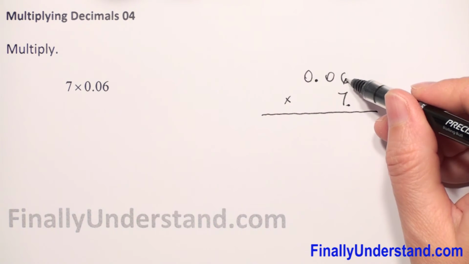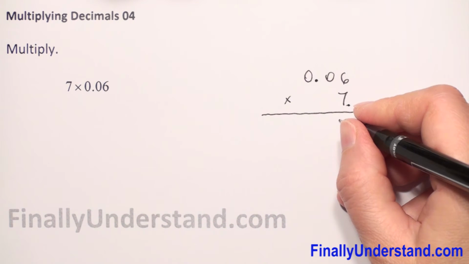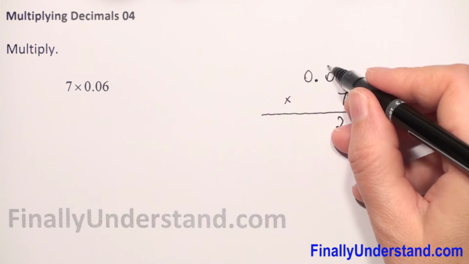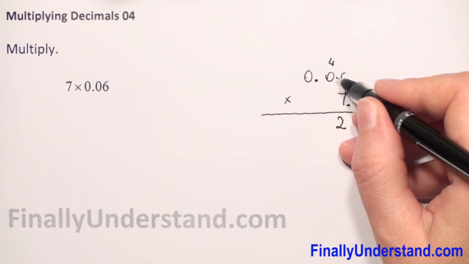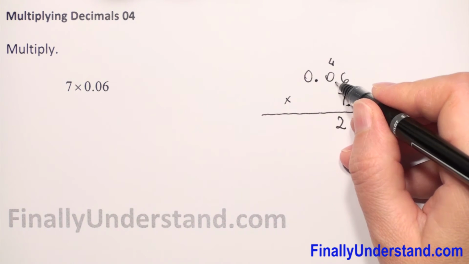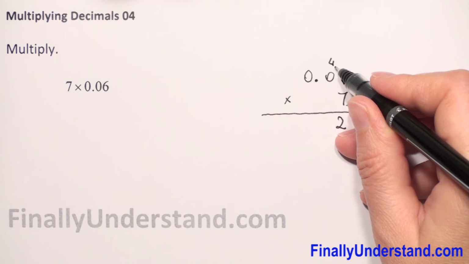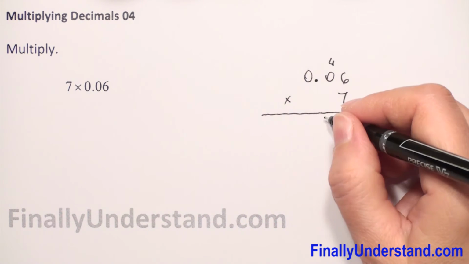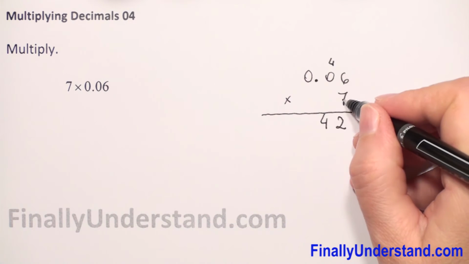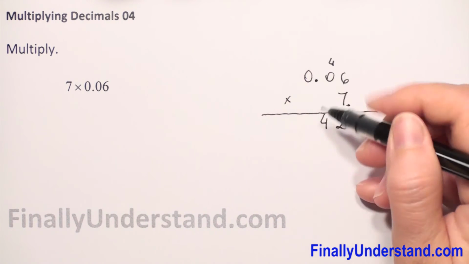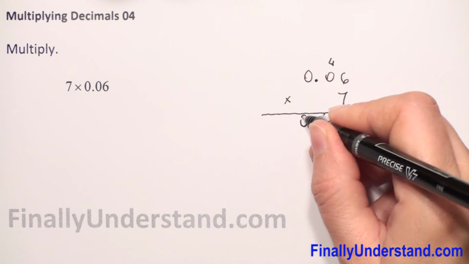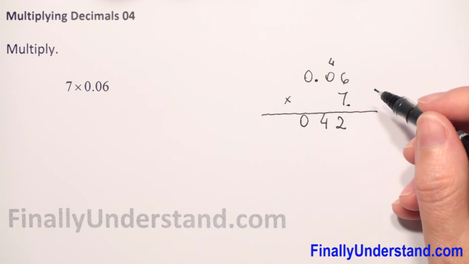So 7 times 6 is 42, so we write 2, and we add 4 to the next column. 7 times 0 is 0, plus 4 is 4. And next we have 7 times 0. 7 times 0 is 0, so we write 0.